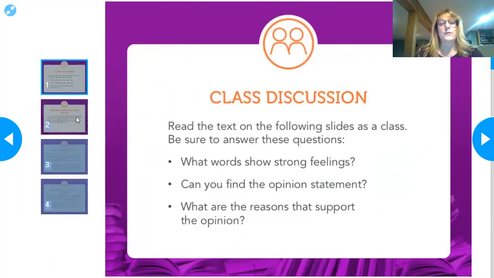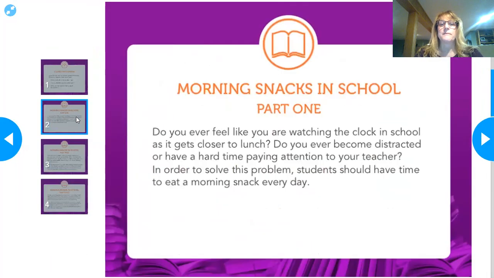Okay, I'm going to click through number 2. This is from a 3rd grade student. Morning snacks in school, part 1. Do you ever feel like you are watching the clock in school as it gets closer to lunch? Do you ever become distracted or have a hard time paying attention to your teacher? In order to solve this problem, students should have time to eat a morning snack every day.